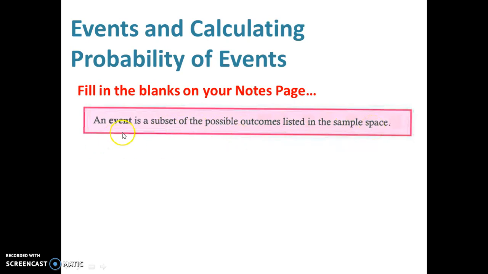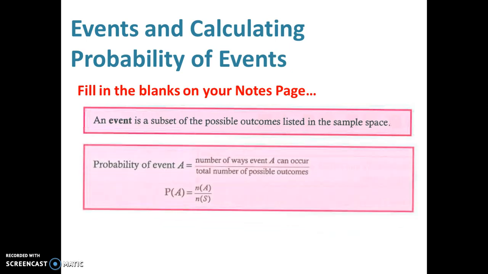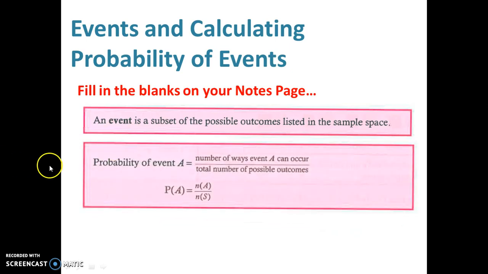So event is basically, subset means a portion of all the possible outcomes. So if all the possible outcomes are listed, an event is saying, well, event A, for example, is 3 of those possible 10 things happening. So event kind of groups a little piece of the outcomes together. For example, we'll look at an example in a minute.